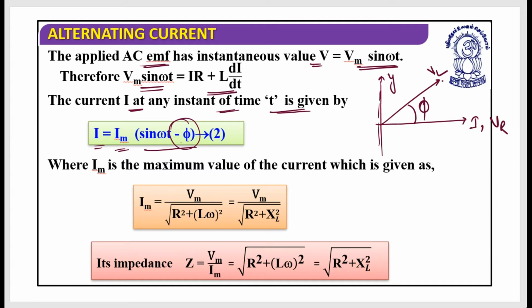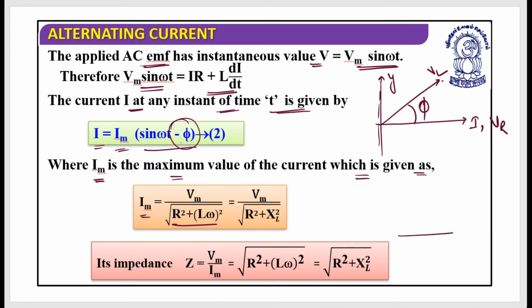Is it clear? Are you sure? Great. So where Im is the maximum value of the current, and this maximum value of current could be given as Im equals Vm upon the square root of R squared plus (Lω) squared. Now, how has this arrived?